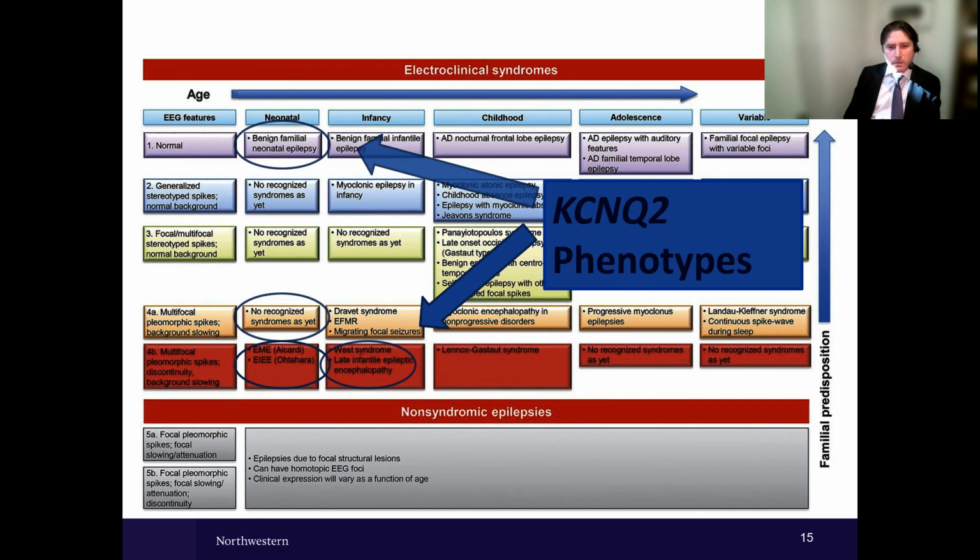So next, we're going to talk about neonatal onset with this type 4, which you all know means multifocal spikes and an abnormal background. So you'll see there it can either be associated with something called early myoclonic epilepsy or early infantile epileptic encephalopathy, so named after Dr. Aicardi or Dr. Ohtahara.